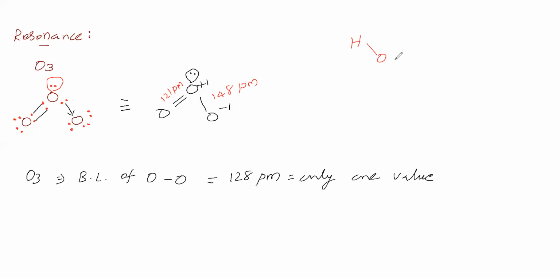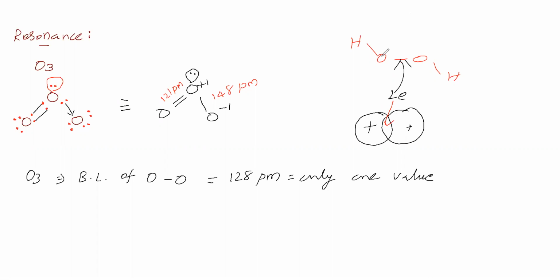Hydrogen peroxide is like this. This bond contains two electrons. How many electrons does this bond contain? Two electrons. Now we will take this oxygen nucleus, and these two electrons are involved in bonding.